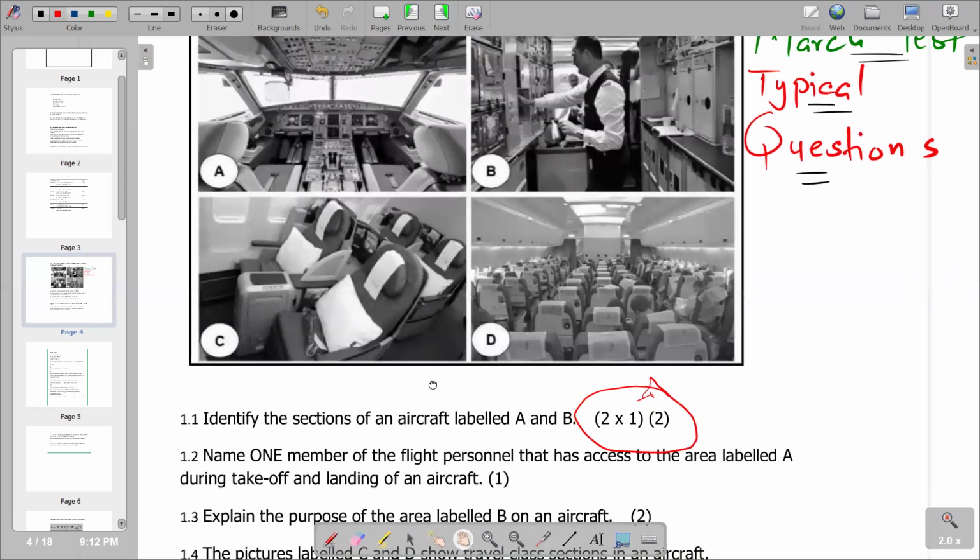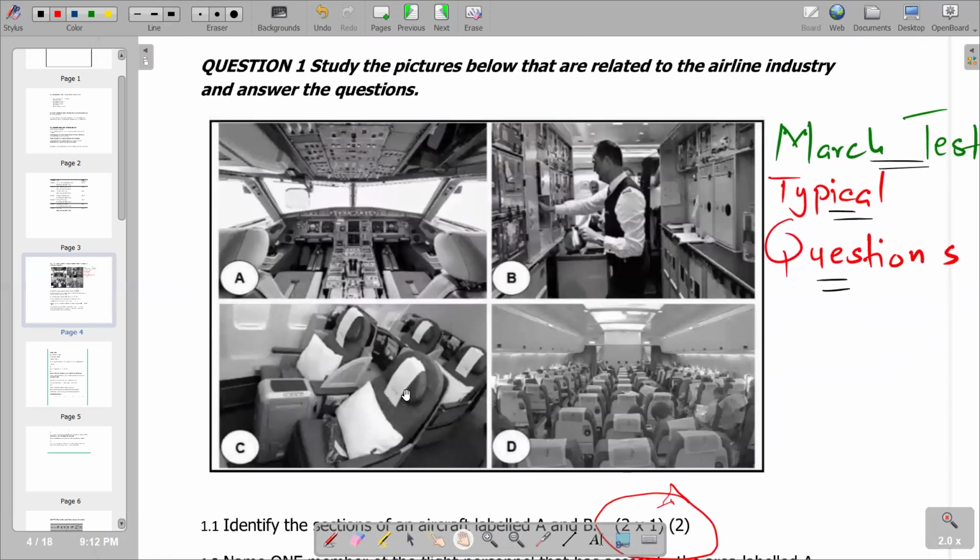So this is our A, and this is our B. If you look there, you'll see that A is our cockpit. So we are saying A is the cockpit. And then if you look at B, it represents the galley. So this is the representation.